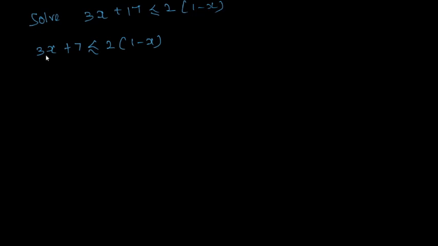So 3x plus 17, is it not? 3x plus 17, you can expand this. 3x plus 17 is less than or equal to 2 into 1, 2. Expand it, and minus 2x.